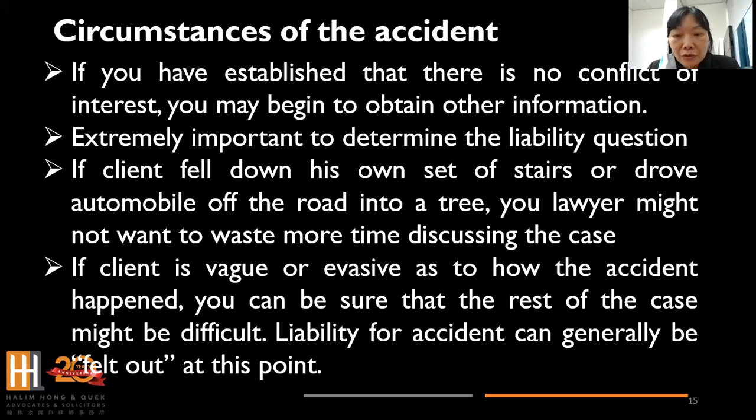Okay, liability for the accident. At the interview stage, you can already feel whether who's actually liable. Is the client liable, or does the client contribute to the accident? This is also a factor. Yeah, next slide.